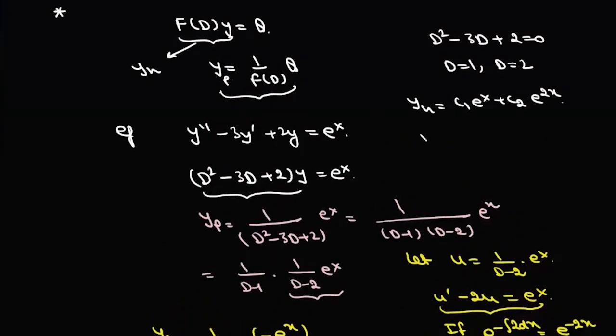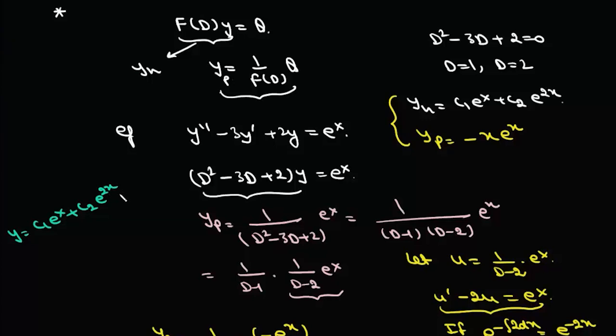So now we have yp as minus x into e to the power x, and once we have yh and yp, we can write its general solution as y equals yh plus yp, so it will be c1 e to the power x plus c2 e to the power 2x minus x into e to the power x. Now there is actually a shortcut for this. If you can remember the formula, we can use the shortcut directly.